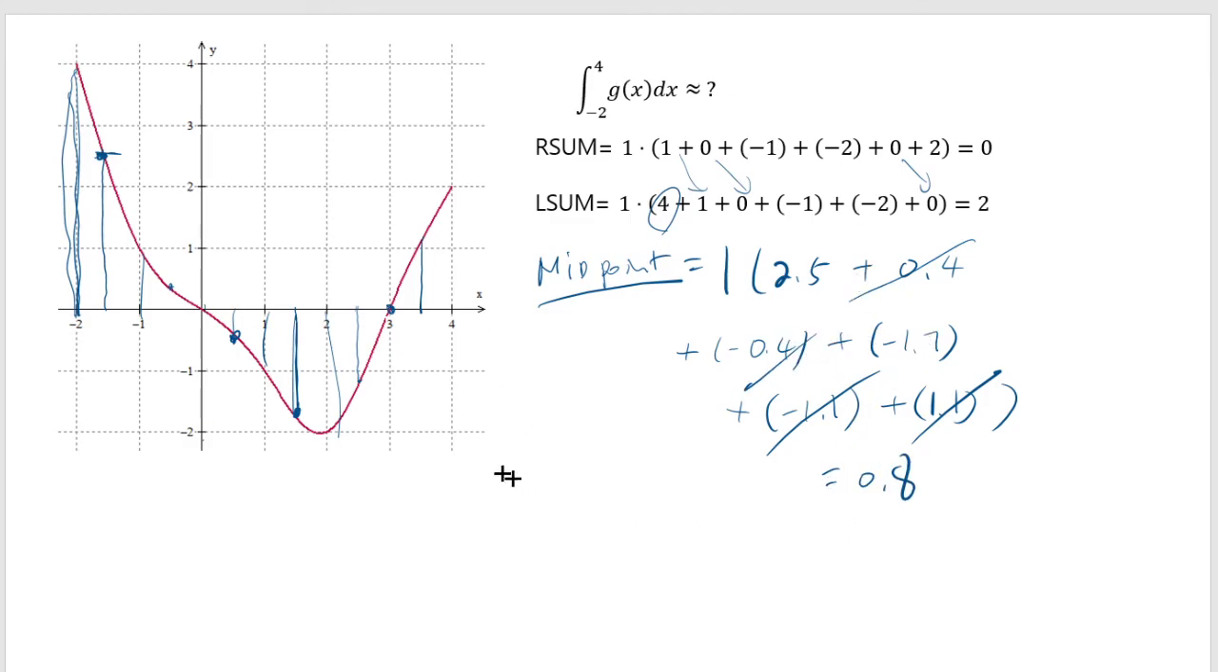So these are the values of the right sum, left sum, midpoint, and the graphs. If you're doing web work for this, the graphs might be slightly different, and the endpoints might be slightly different, but basically this is what you do.